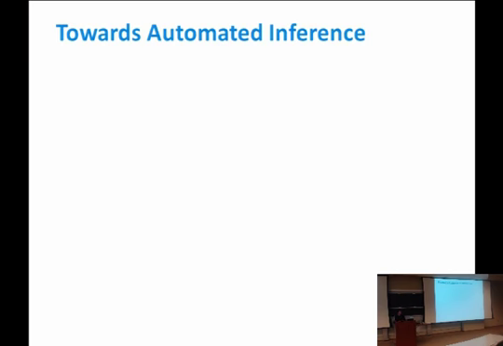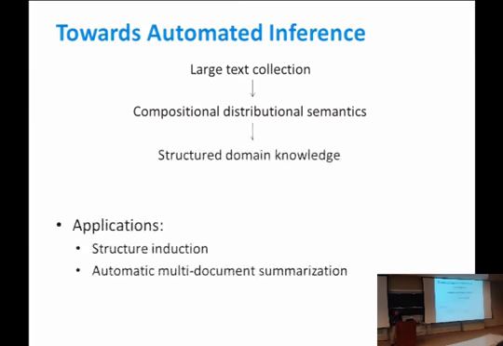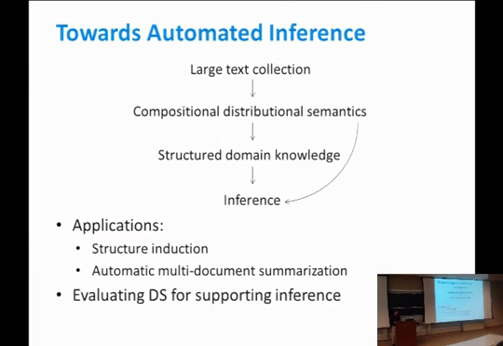And so this is the high-level outline of what that's going to look like. So you start off with some large text collection. You train your compositional distributional semantic model. And first, I'll talk about how to use this in order to acquire structured domain knowledge. And the applications here are in structure induction itself, as well as in automatic multi-document summarization. And then I'll also look at how to evaluate these compositional DS models. And so I'll look at how to evaluate them for their ability to support the kind of natural language inference I was talking about earlier.